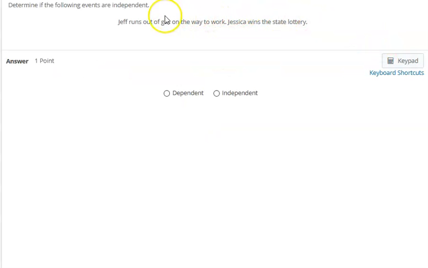Now on this next one, we're asked to determine whether or not these events are dependent or independent. Jeff runs out of gas on the way to work. Jessica wins the state lottery. Are they connected in any way, or does one influence the other? No. So this would be independent.